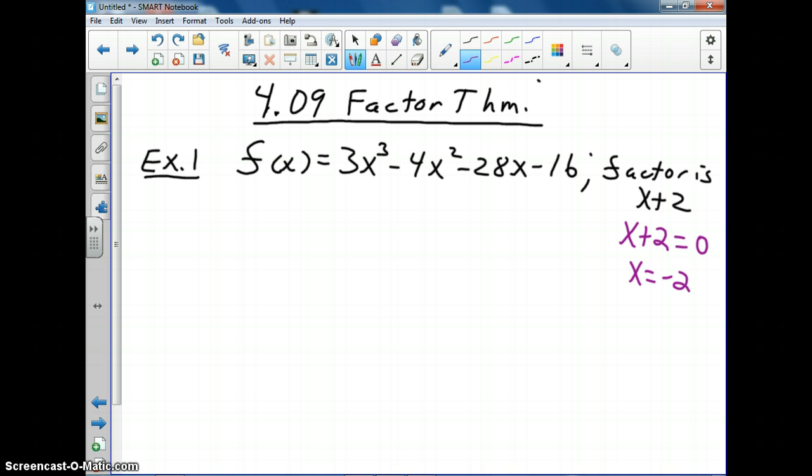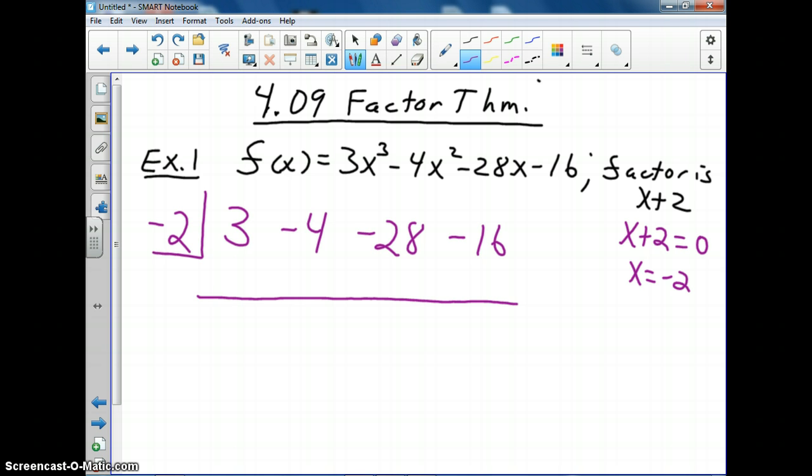Now watch what's going to happen. What am I going to put in the box? Negative 2. Tell me my numbers: 3, negative 4, negative 28, negative 16. Draw your line. All right, here we go. This is all synthetic. You guys know how to do this now.